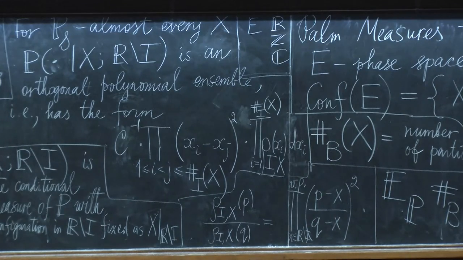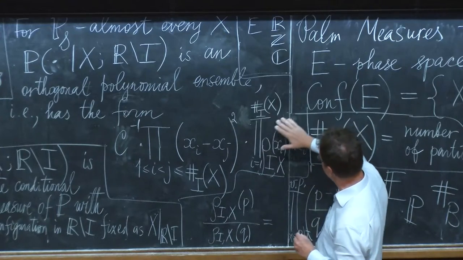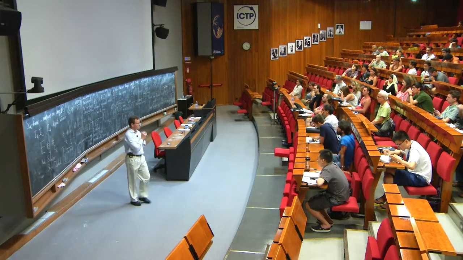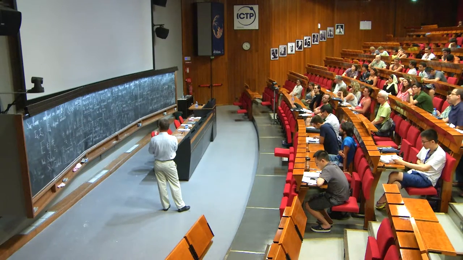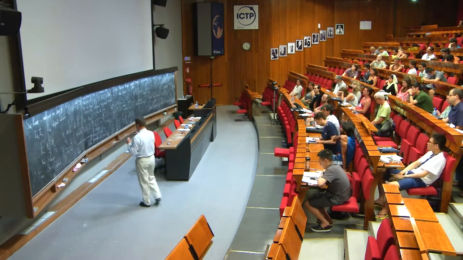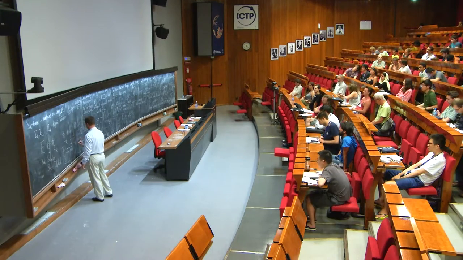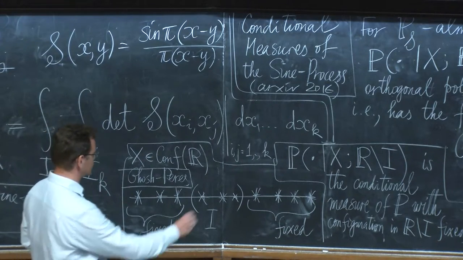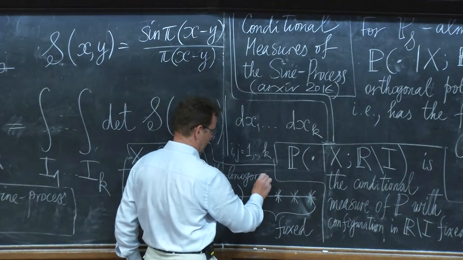Okay, yes. So the point is that the measure is supported on particles with fixed number configuration in this interval. This fixed number statement is due to Ghosh and Peres. But also, in fact, for this kind of stationary process, it follows from a very old theorem of Kolmogorov in 1927.